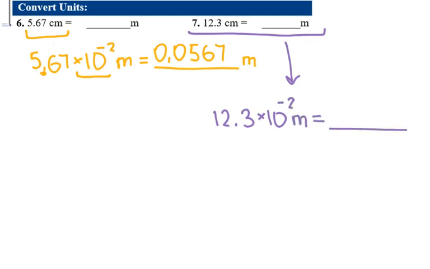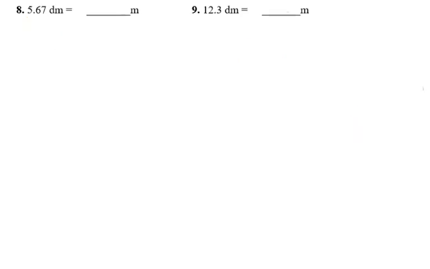I want to write my answers just in meters. So my negative 2 will move the decimal 2 positions to the left and I'll be left with meters, because I'm not going to have centi anymore. I already used it. So that's going to be 0.123 meters. So here's another example.